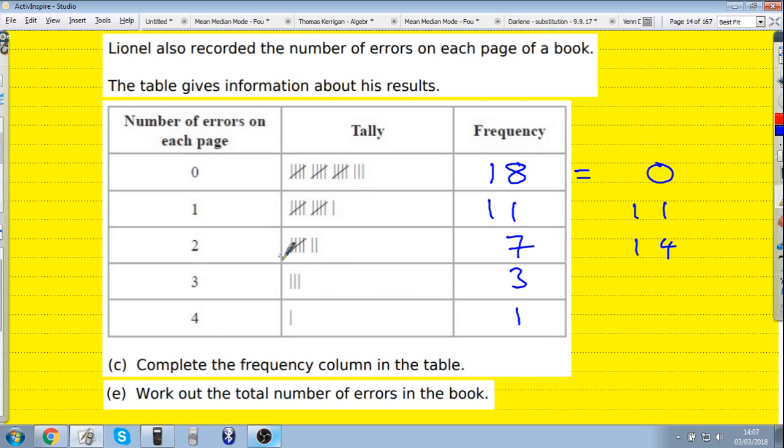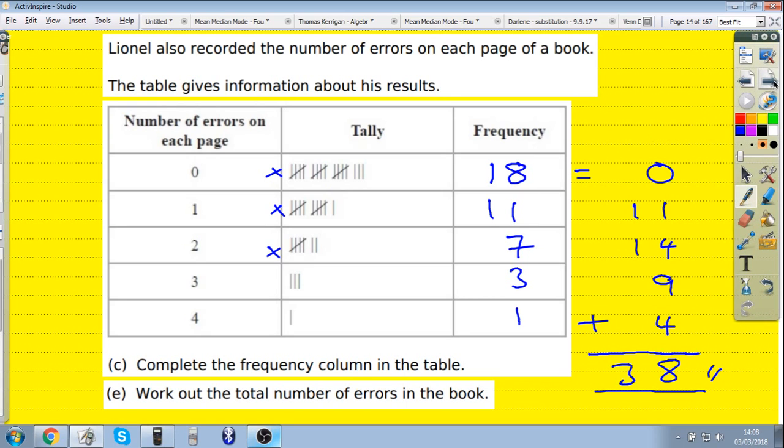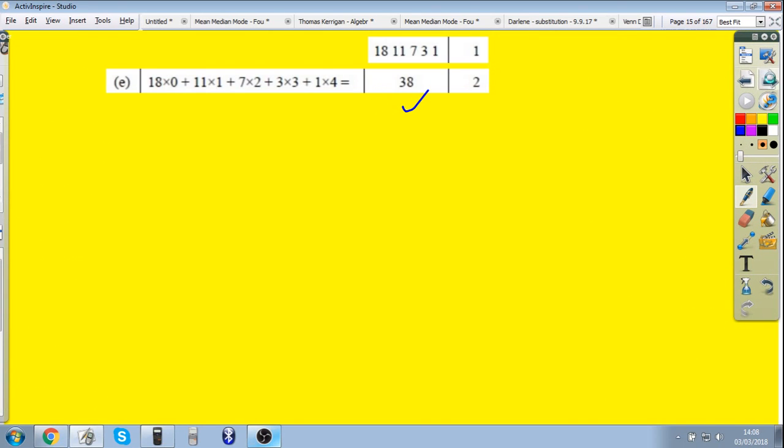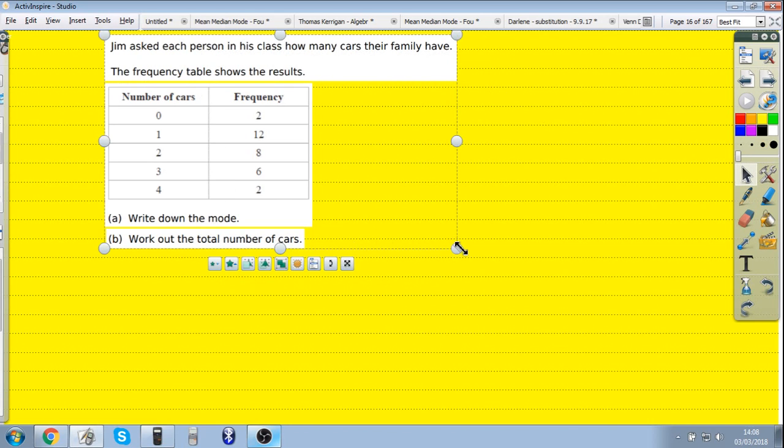So what will be the next one? 14. Correct. Yeah. So you're multiplying them as you go down. Okay, go on. 9, 4. Yeah, that's it. And so how would you get the total number of errors? You add those numbers up. Yeah. So 14, 25, 38. Yeah, 38. And so for these, you have to understand the question, put it into the context of the question. And very often you have to multiply what's in the left column by the frequency. Right, okay. So it's a common type of thing. So that was 38. Okay, so let's try this one.